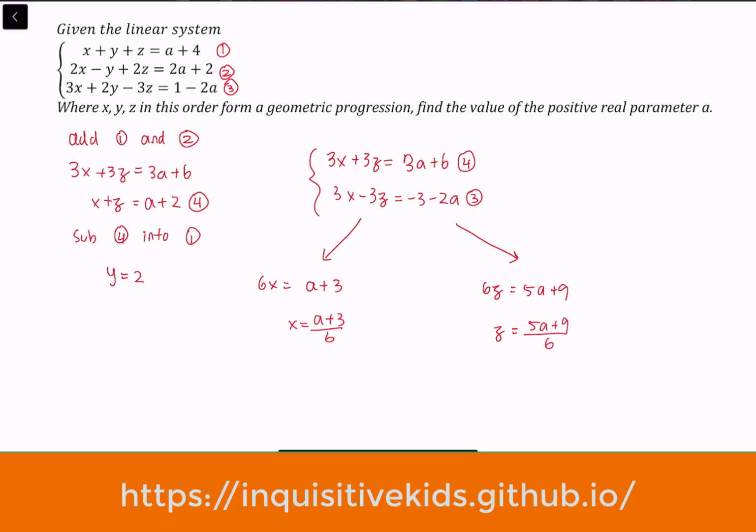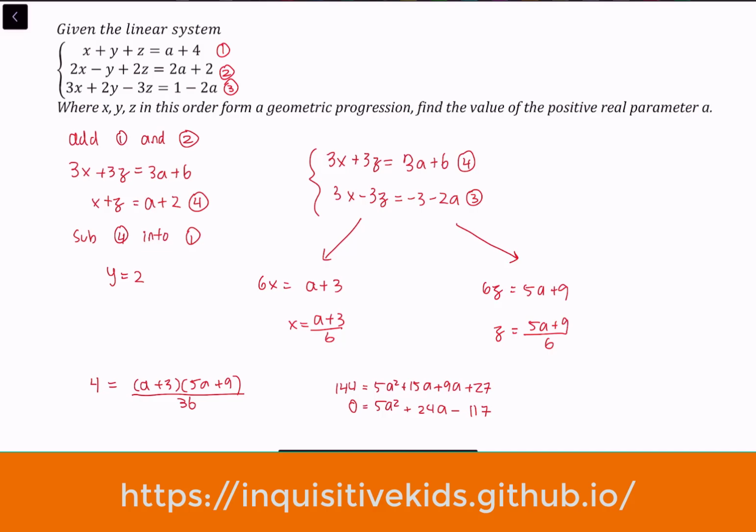And now, what is some information that we have not used yet? We know that x, y, and z have to form a geometric progression. The middle term squared, y squared, which is 4, is equal to the first and third terms multiplied together. So that is equal to (a plus 3) times (5a plus 9) over 36.